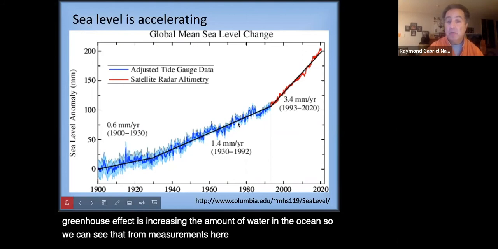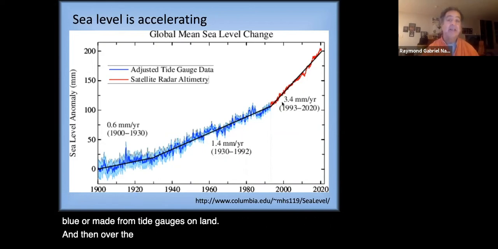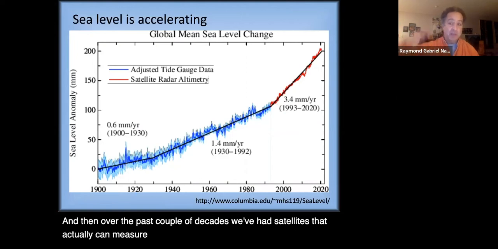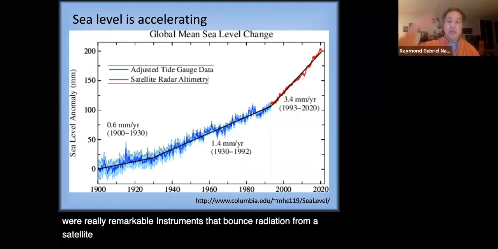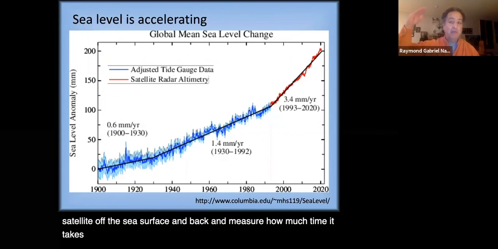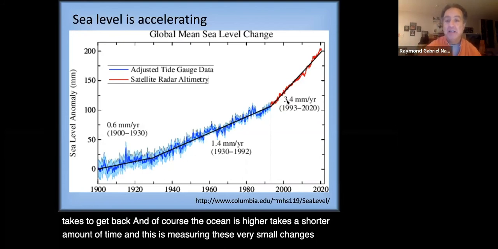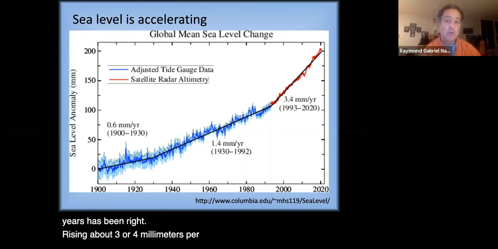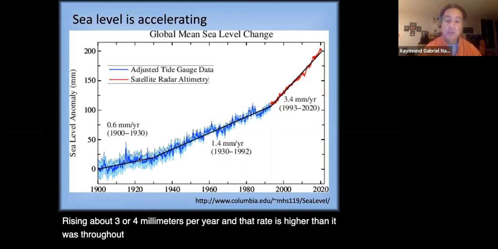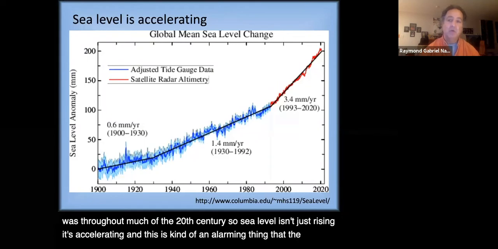These measurements in blue are made from tide gauges on land. And then over the past couple of decades, we've had satellites that can actually measure the height of the sea level. They're really remarkable instruments that bounce radiation from a satellite off the sea surface and back, and measure how much time it takes to get back. And of course, if the ocean is higher, it takes a shorter amount of time. And as it's measuring these very small changes, you can see that over the past 20 or 30 years the ocean has been rising about 3 or 4 millimeters per year. And that rate is higher than it was throughout much of the 20th century. So sea level isn't just rising, it's accelerating. And this is kind of an alarming thing, that the rate of sea level rise is increasing.